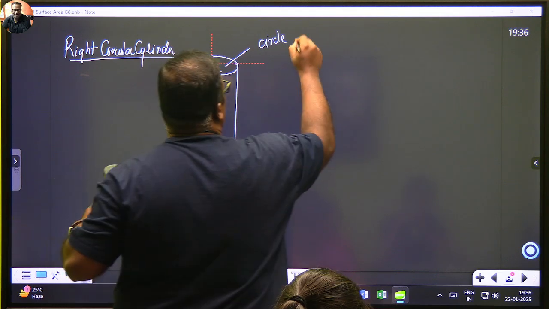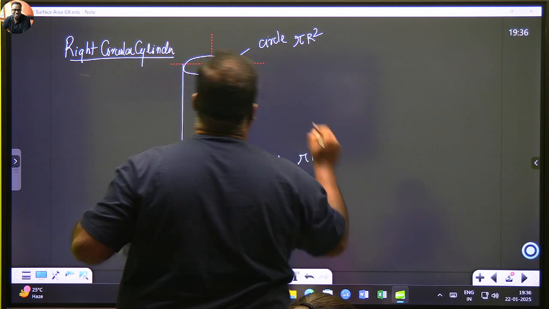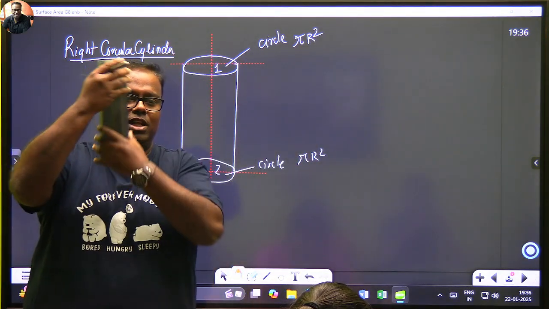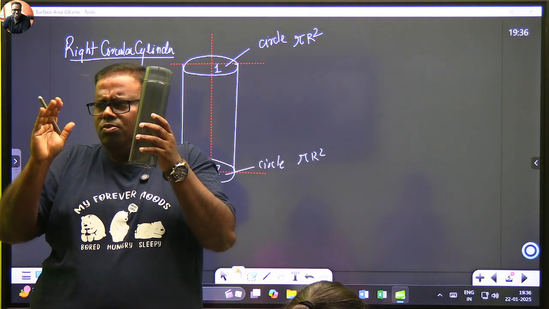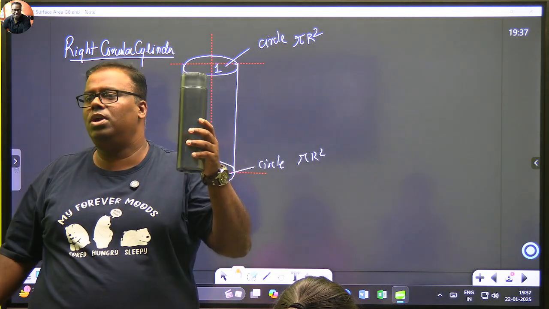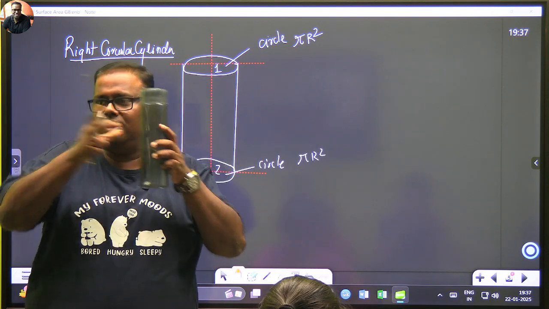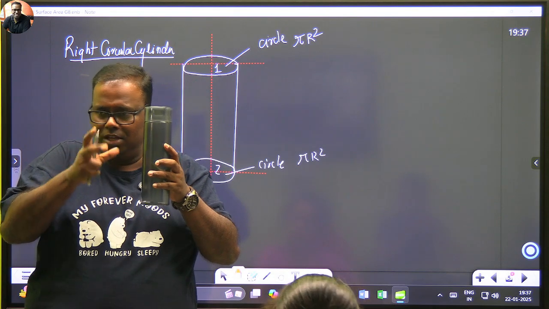What is the area of a circle? Pi r square. What is the area of this circle? Pi r square. Okay. Now the only problem remaining is how to find out the area of this curved portion. Right? Then what do we do? We take our samurai sword and cut out slices. What do you get? Bangle. Each bangle, how much is it? 2 pi r. The bangle will come out very thin.